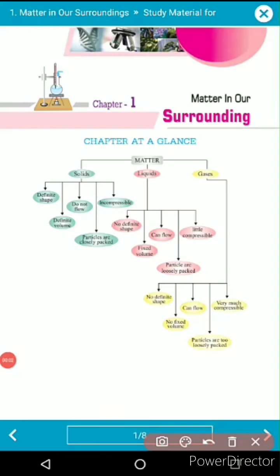Good morning students. Today we are continuing with the first chemistry chapter, which is Matter in Our Surroundings. In this chapter you will learn about the different kinds of matter. Let's first understand what matter is.